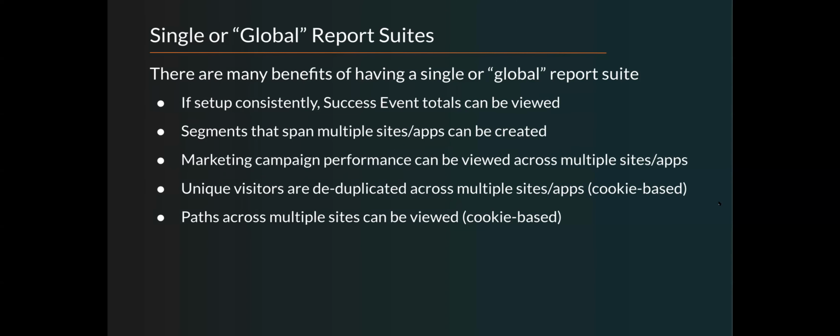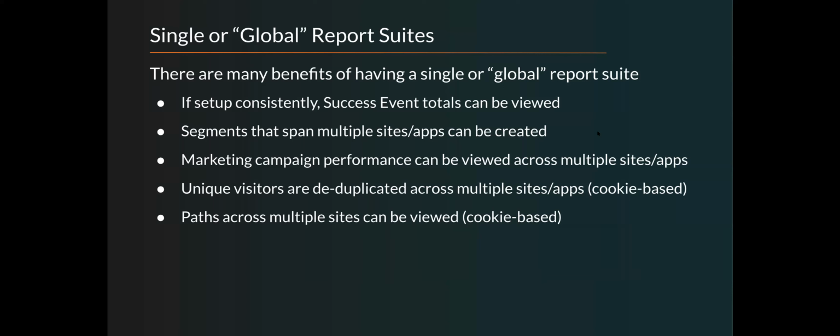So what I've made for you is to think about what makes sense for your business. How much money do you want to spend on server calls and so on? There are many benefits to having either a single report suite or a global suite that takes all of the data into one report suite. If it's set up consistently, then you can see success event totals across all of your websites. You could basically roll up. So if you have orders or maybe room bookings, you can see it for all of your websites because it's all either in the same report suite or it's all feeding into a global suite from all the subsuites.